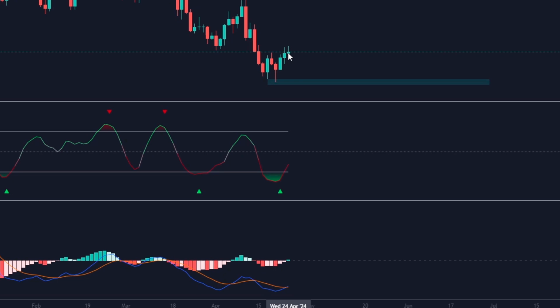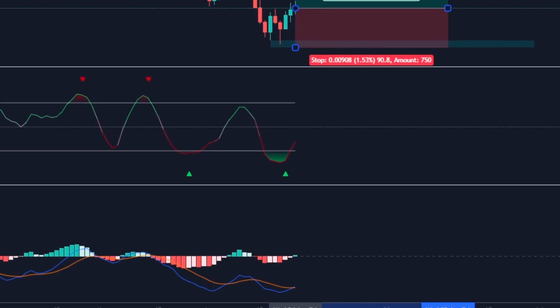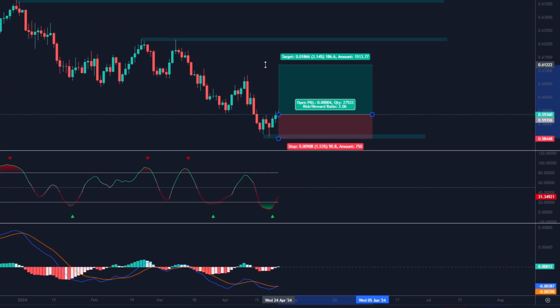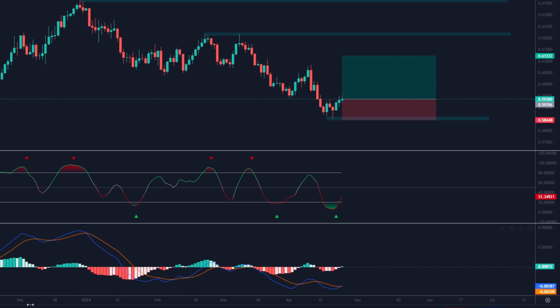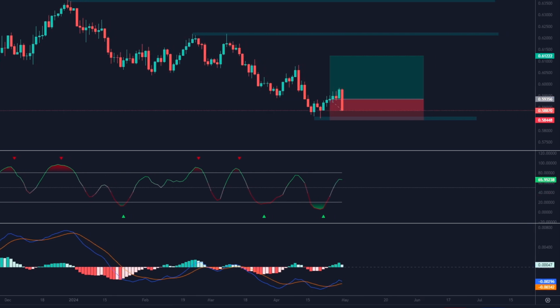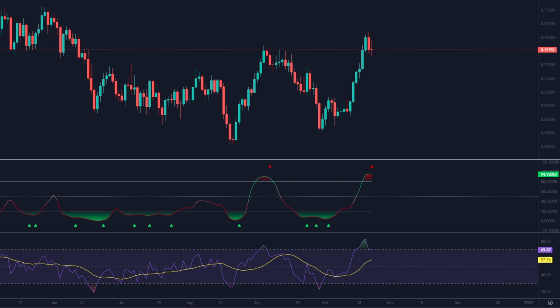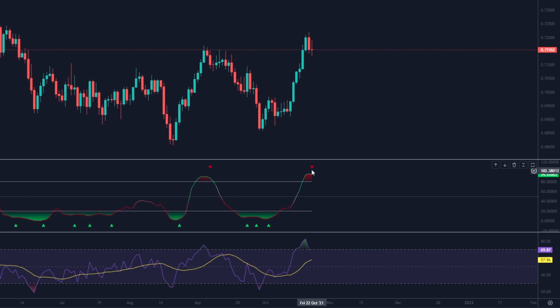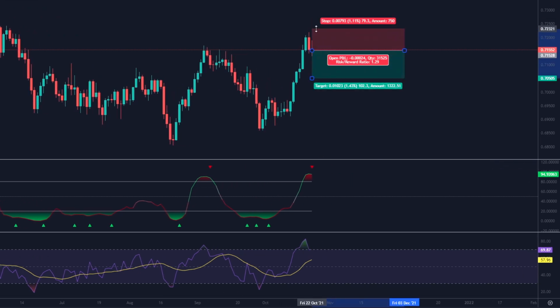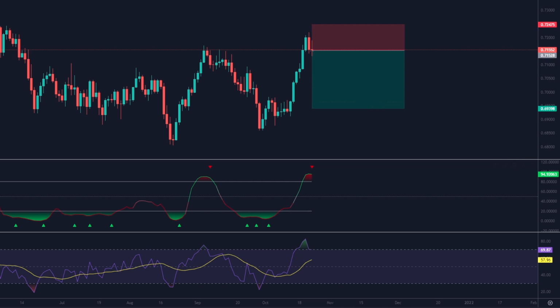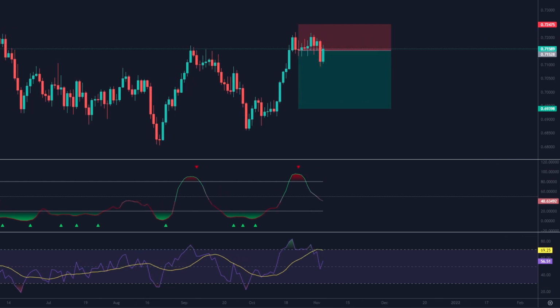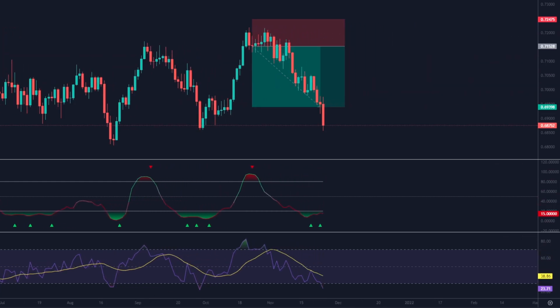For example, we can combine it with the MACD indicator. If the DVI shows a reversal signal at the same time as the MACD crosses below its signal line, this could confirm a possible uptrend reversal. Or with the RSI indicator, if the DVI shows a reversal signal at the same time that the RSI is in an overbought or oversold zone, this could confirm a possible trend reversal.